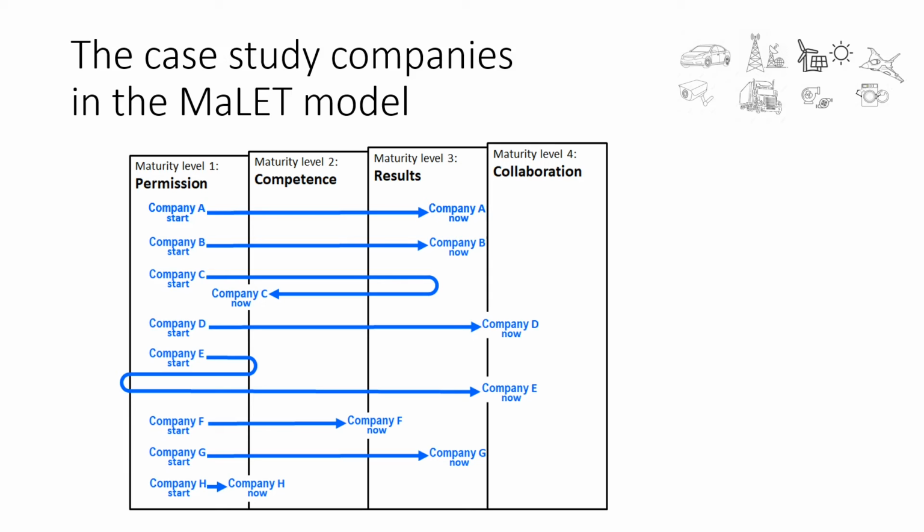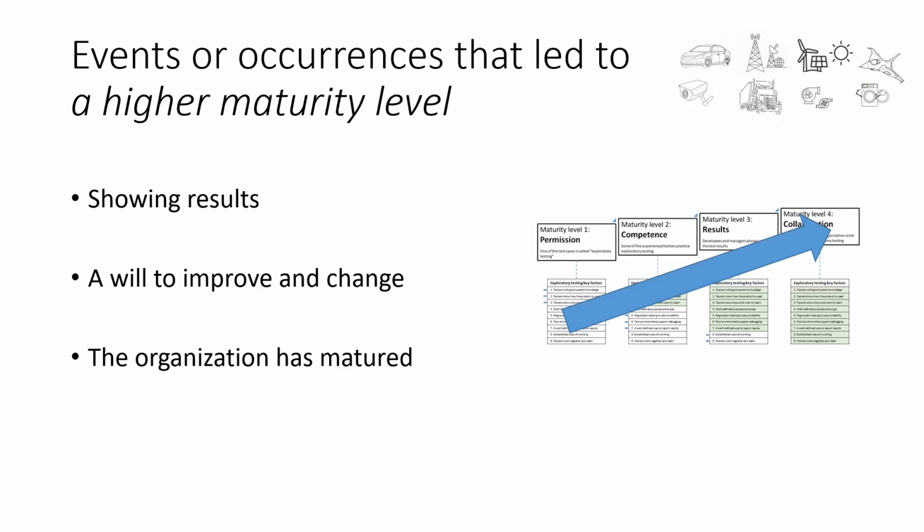So, when we study these cases and in interviewing the engineers, we identify 3 main events that lead to an increase in maturity level. It can be the ability to show concrete results from exploratory testing, leading to a greater acceptance in the organization, a general willingness to improve, and an openness to change. And finally, that the organization itself matures, where testers show a willingness to collaborate and help each other, rather than act as lone wolves.